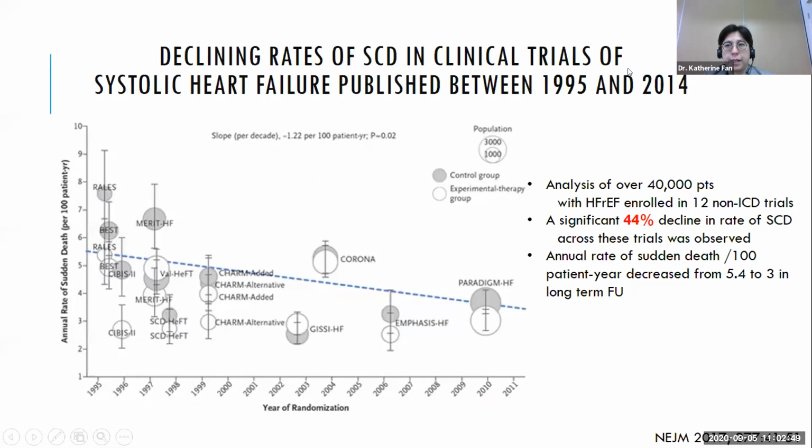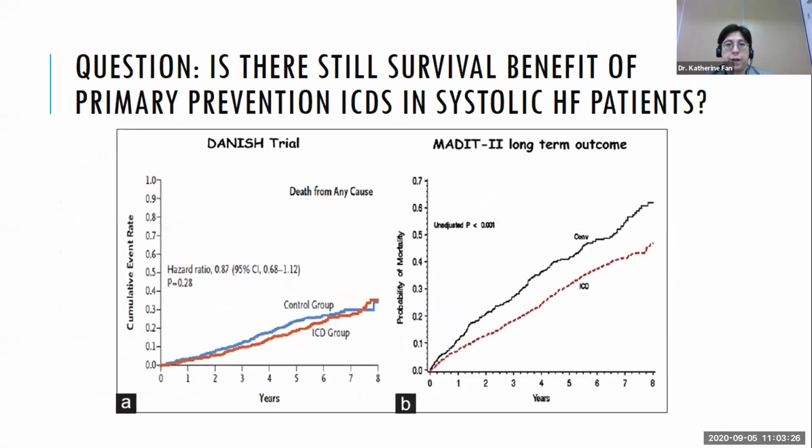It shows an analysis of over 40,000 patients with HFrEF enrolled in 12 non-ICD clinical trials. As a result of the gradual introduction of ACE inhibitors, ARBs, beta blockers, mineralocorticoid receptor blockers and subsequent drugs, a significant reduction of 44% in the rate of sudden cardiac death across these trials was observed. The annual rate of sudden death per 100 patient-years decreased from 5.4 to 3 in the long term. So this may have some impact on our further risk stratification of heart failure patients.